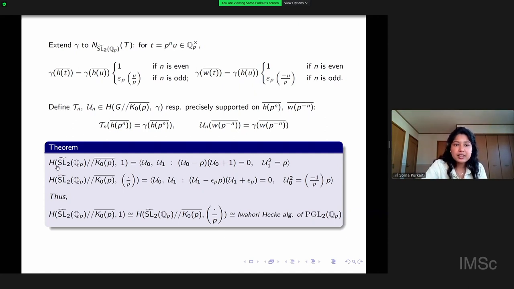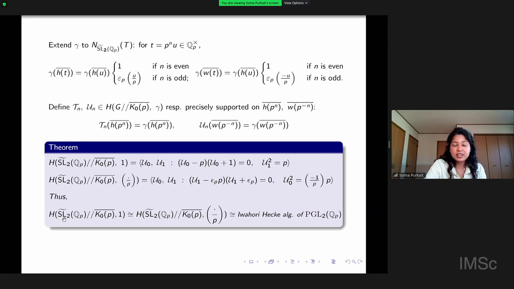And we show that the Hecke algebra, so we have quadratic characters. So we're looking at really characters of (Z mod PZ) star. So essentially the quadratic characters which we're going to deal with are one and this conical symbol dot by P. And we see that the Hecke algebra of this double cover modulo K_0(P) bar corresponding to character one, this gamma tilde equal to one, is generated by two elements, U_0 and U_1, satisfying these relations, and this is precisely like the Iwahori-Hecke algebra.